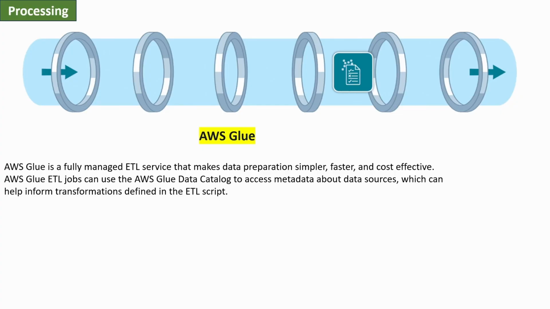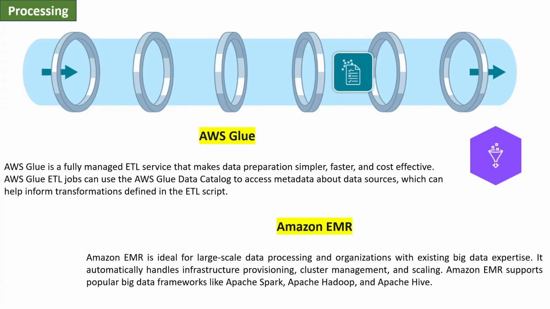Next up is Amazon EMR. EMR is ideal for large-scale data processing and organizations with existing big data expertise. It automatically handles infrastructure provisioning, cluster management, and scaling. Amazon EMR supports popular big data frameworks like Apache Spark, Apache Hadoop, and Apache Hive.